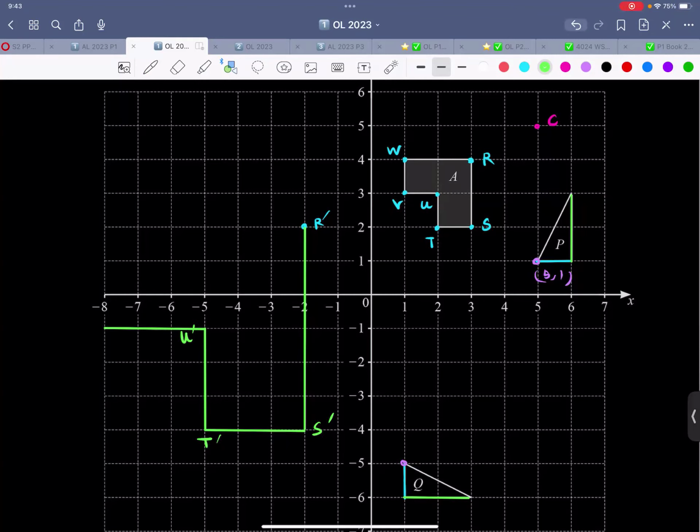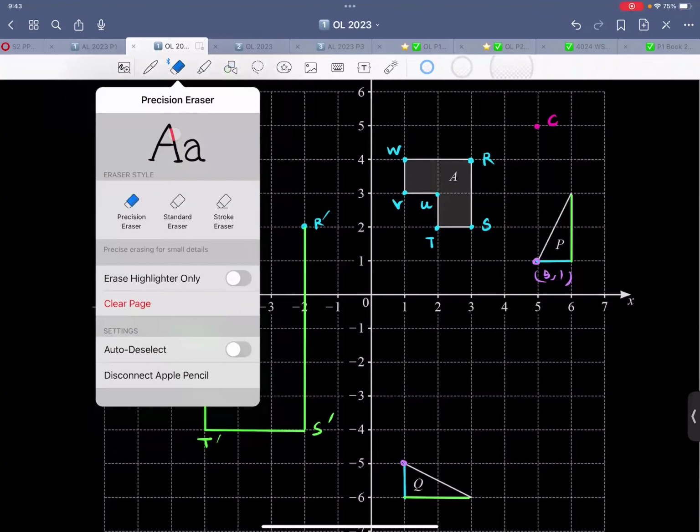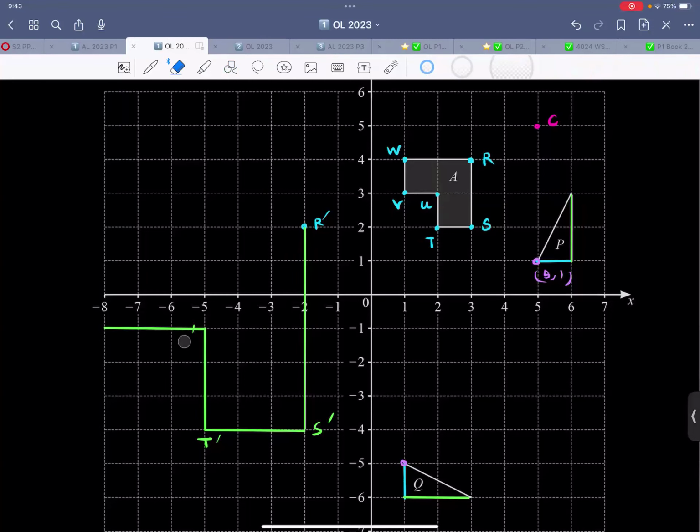Okay, hold for a second. Yeah, the labeling is a little bit mixed up, so let me just get this straight. Okay. And what else is there? R till W should be 6 units. So 1, 2, 3, 4, 5, and 6. Now let me connect the dots. That's like this.